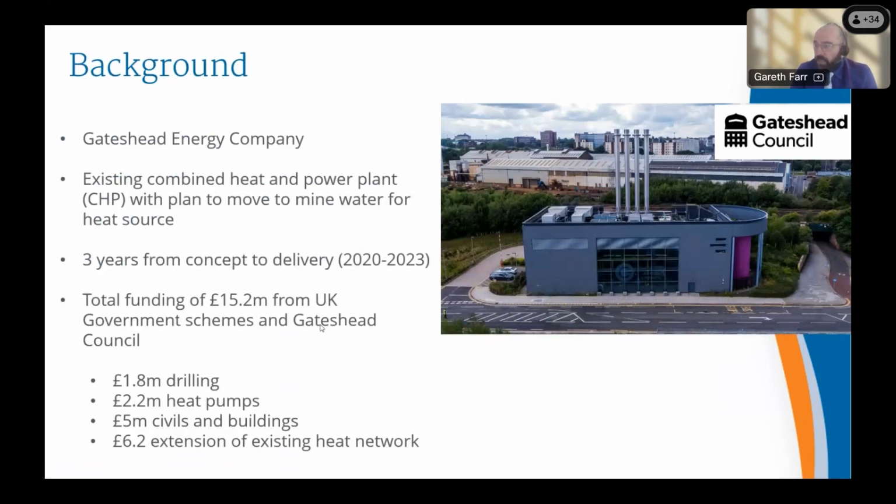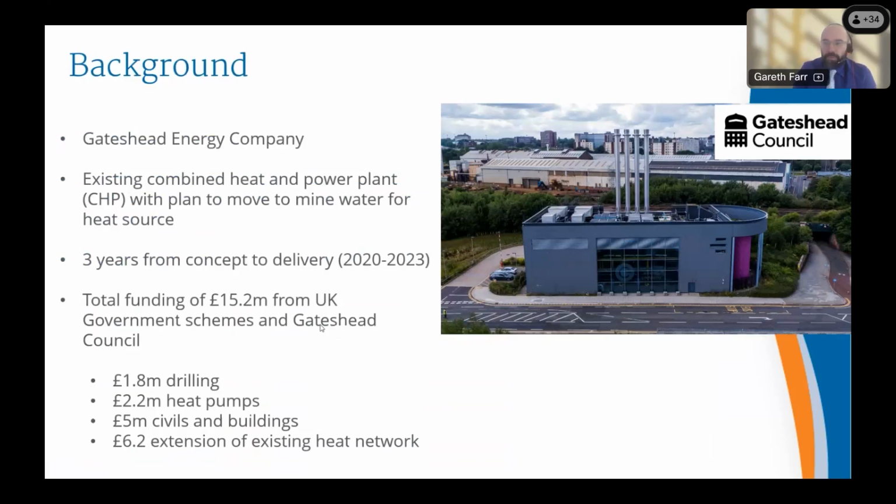But they really wanted to decarbonize the heat element of this. So they wanted to see if they could move to mine water as a heat source. So we were really happy to support them in that journey. It took about 3 years to go from initial discussions to delivery of the mine heat concept. So Gateshead Council have really done a huge job with this.